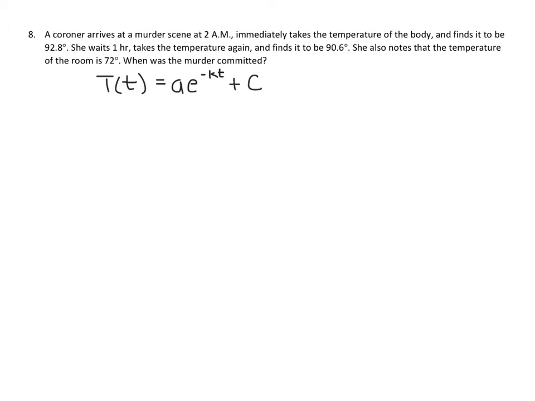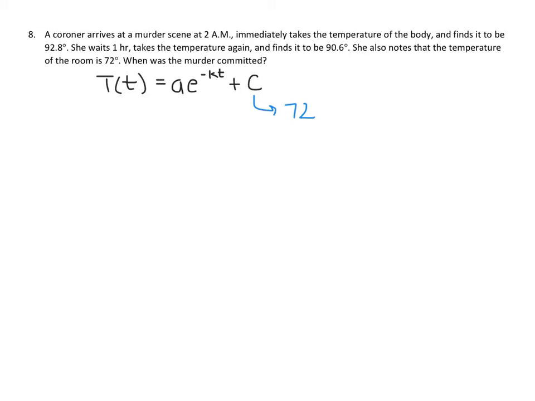Alright, first off, C is the surrounding temperature in the room. The room temperature is 72 degrees, so that is what C is equal to. It is 72. So next we need to find our other unknown values. We need to find A and we need to find K. We're going to begin by finding A.